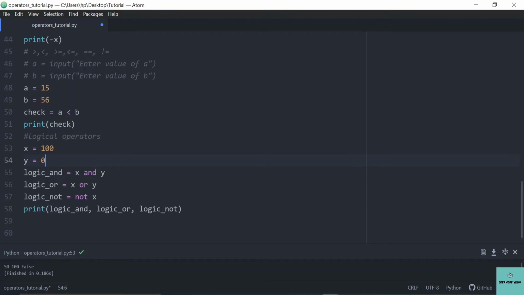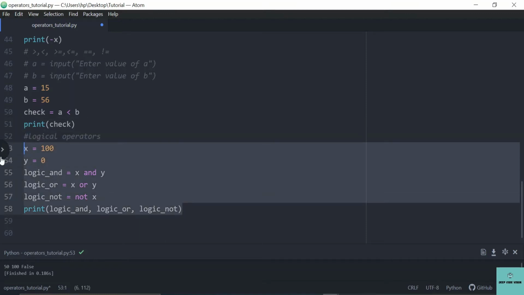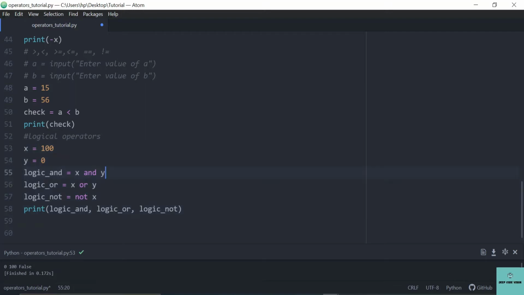Now if I do this, let's see. If this is 0, it returns 0, if either one of them is 0. So the truth table is: 0 and 0 is 0, 1 and 1 is 1, and 1 and 0, 0 and 1 is always 0. Or is if either one of them is true, it returns the true value.